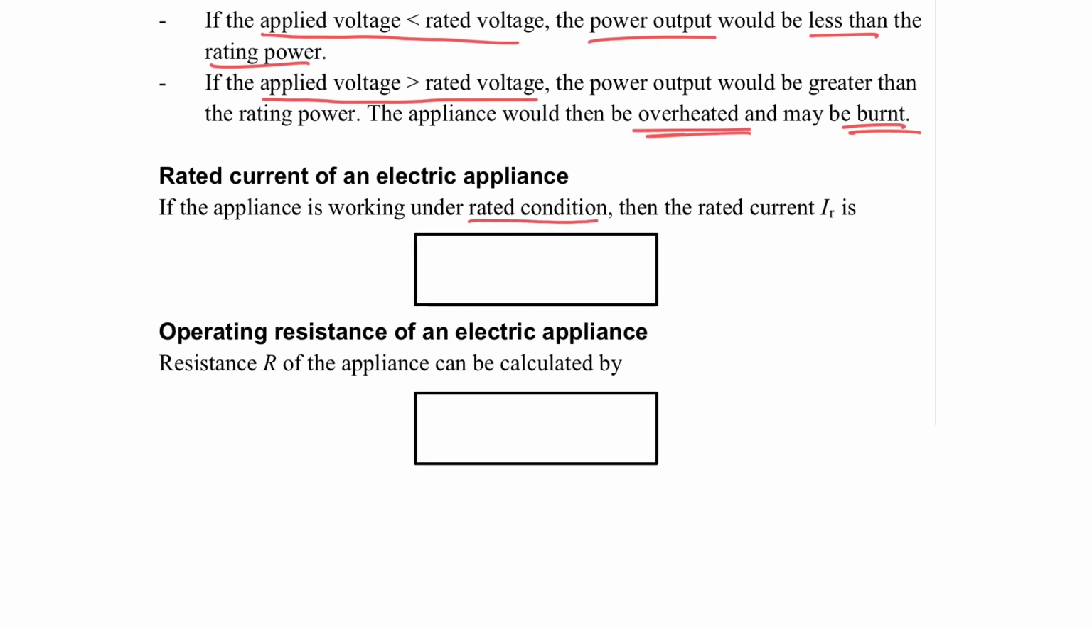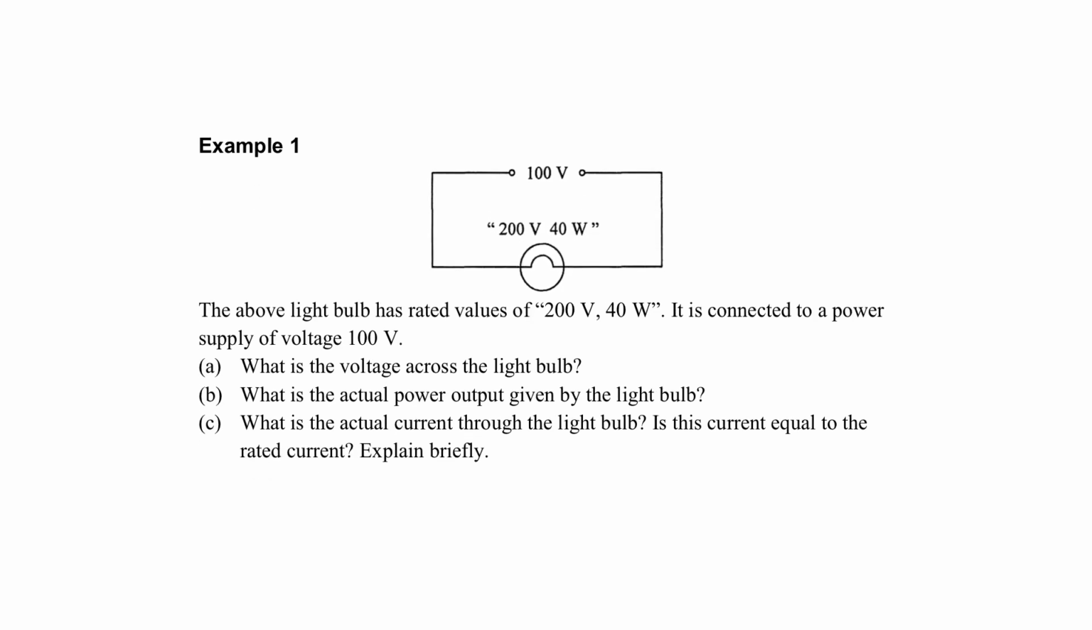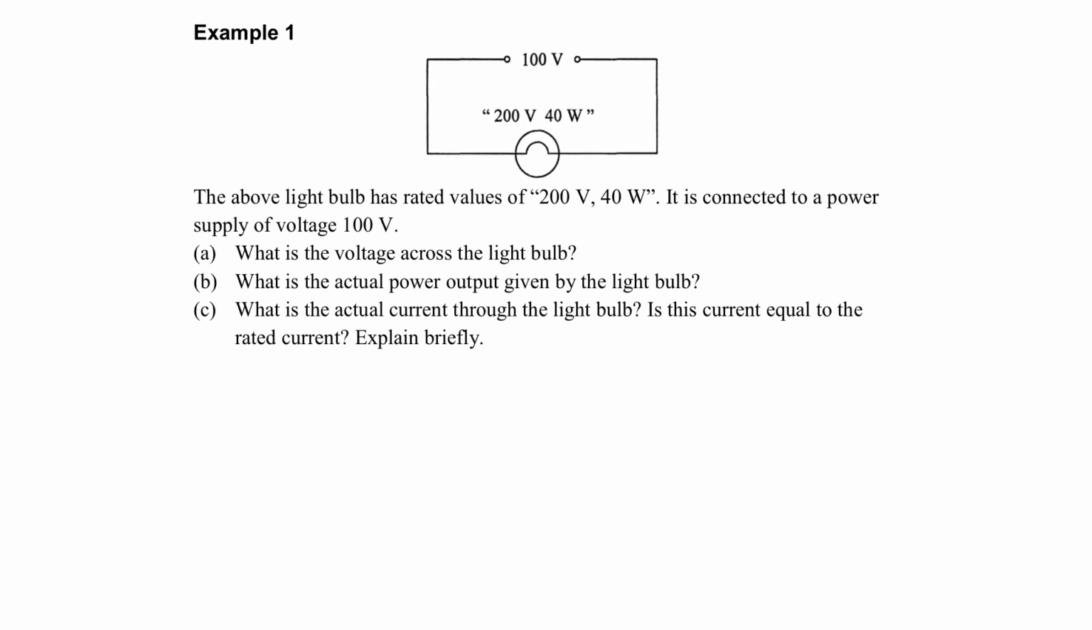How about the rated current of electrical appliances? If the electrical appliance is working under the rated condition, it will work at its rated current. So by P = IV, we can calculate the rated current in this situation. Similarly, we can also derive its resistance by using P = V²/R. This is very useful if the item is not working at its rated value.